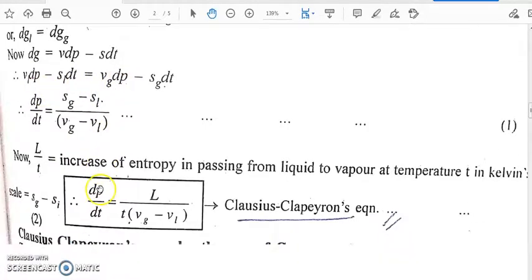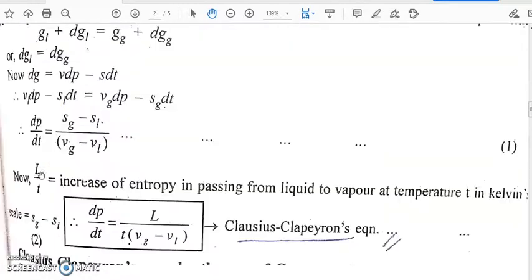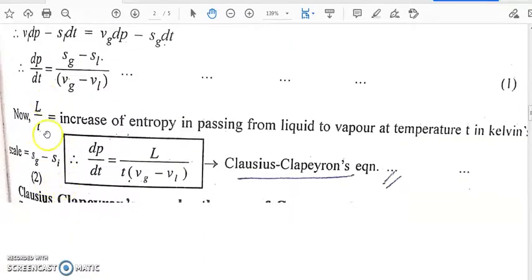Okay, so again we know that L by T means the increase of entropy in passing from liquid to vapor. In going from liquid to vapor, how much has the entropy increased? L is the latent heat and T is the temperature you took, so this is called the increase in entropy. There is a formula: dP by dT is equal to L by T (Vg minus Vl), okay. Because increase in entropy means Sg minus Sl, since it goes from liquid to gas.